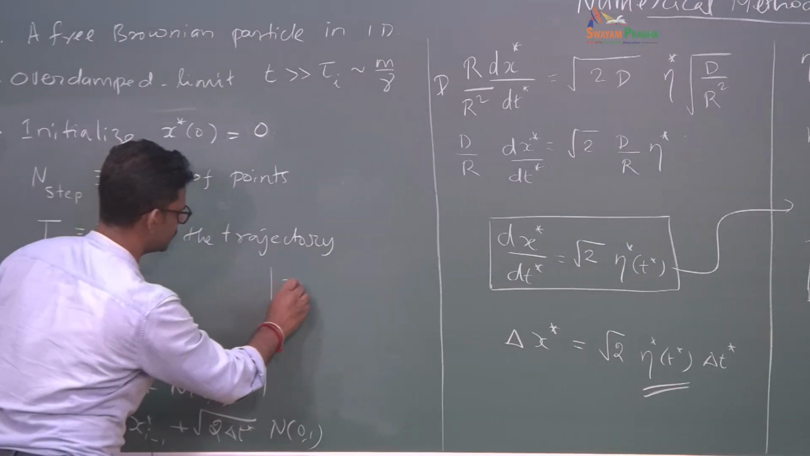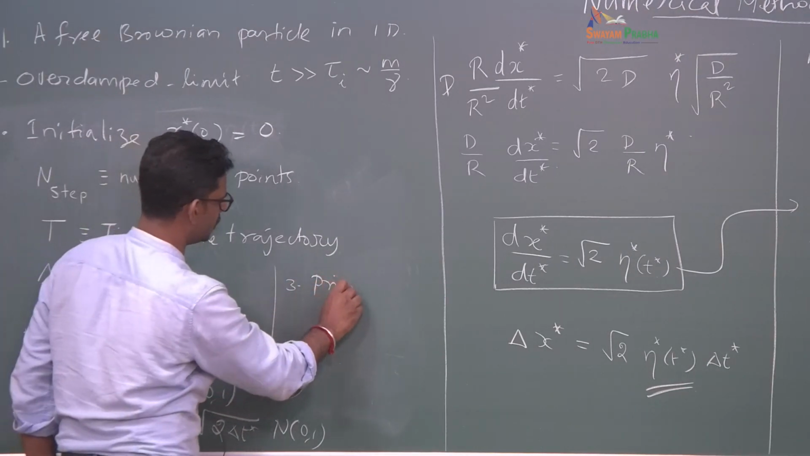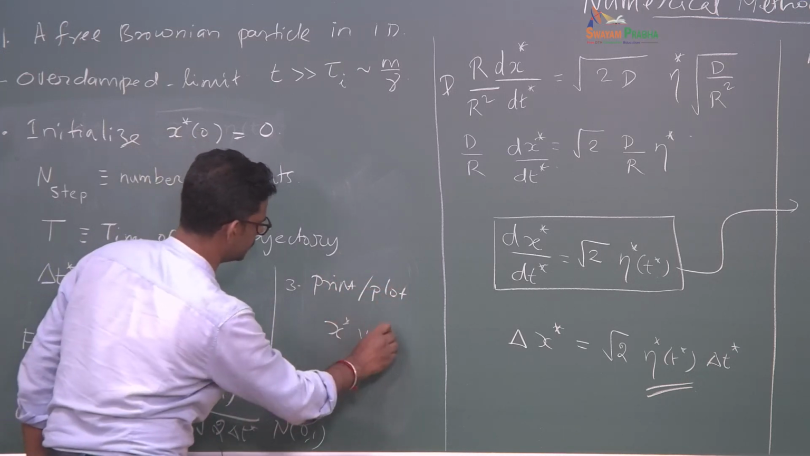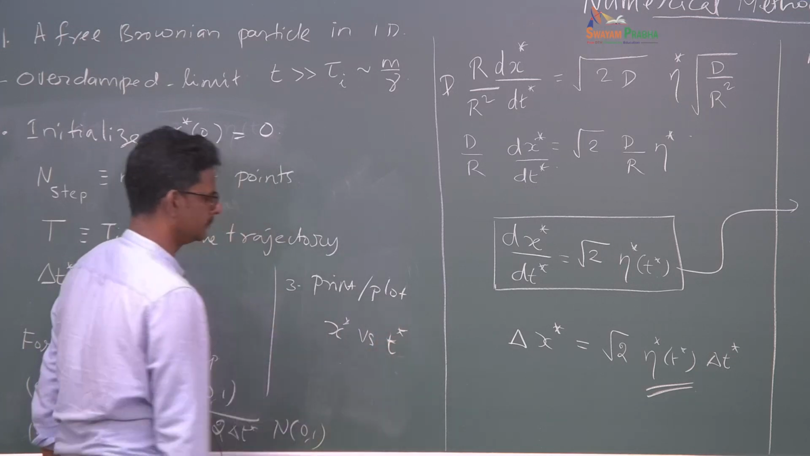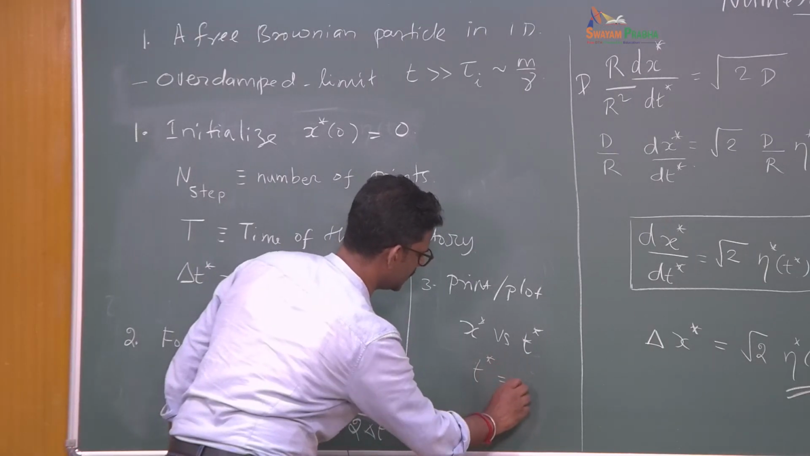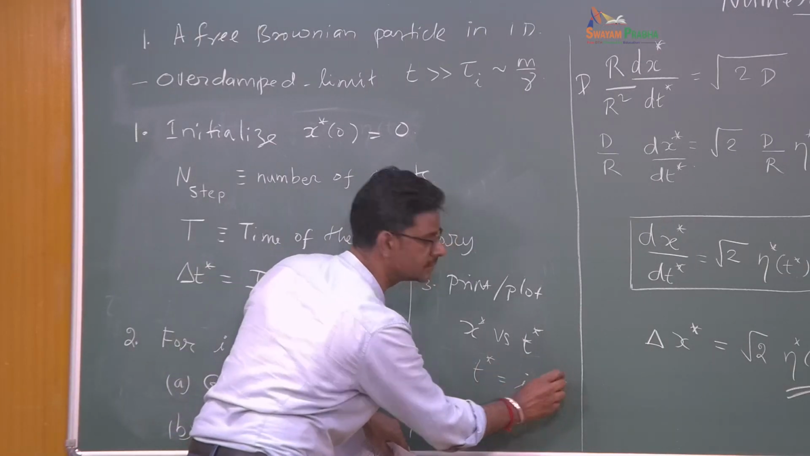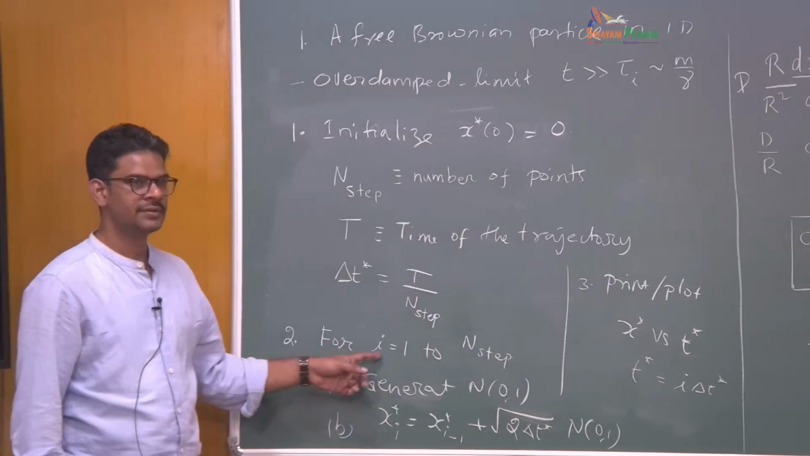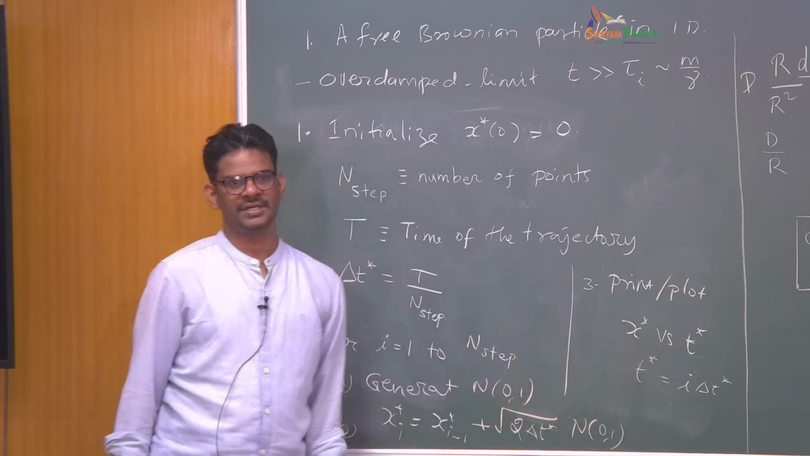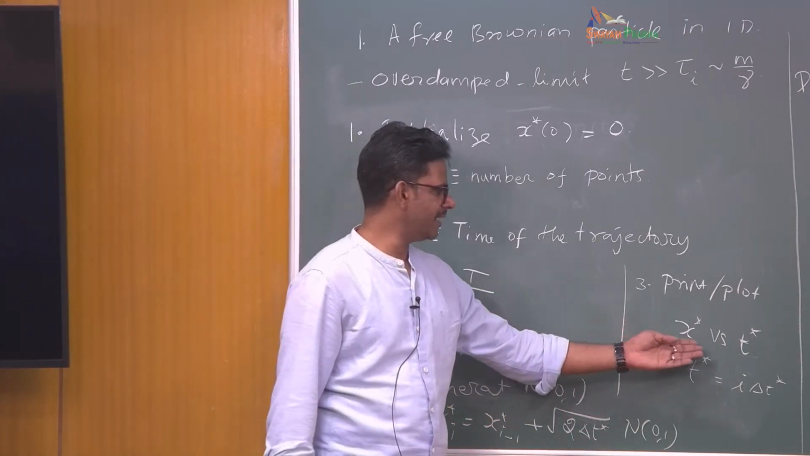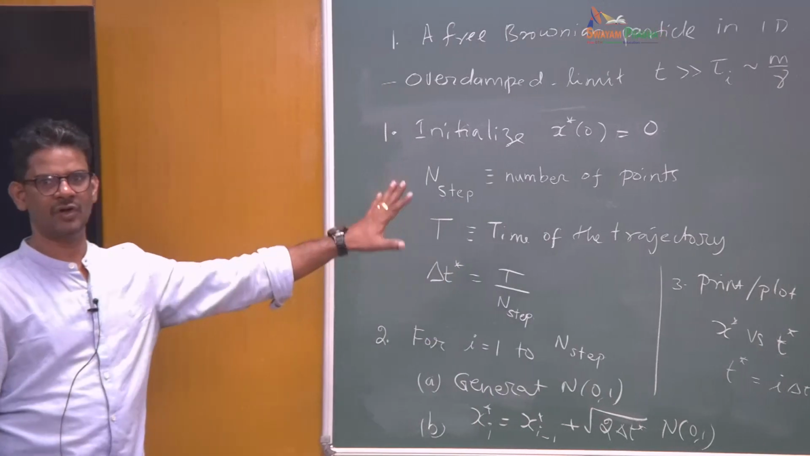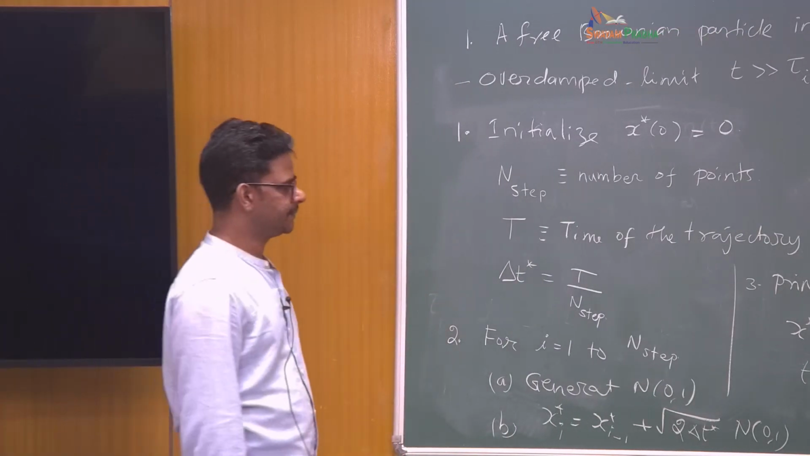So step 3 is either you print it or you plot x versus t. And what is t? T is nothing but i times delta t. So inside this loop, when you go from i equals 1 to n, you can update your time as i times delta t. Okay, so therefore you would have created data with a corresponding position for every given time. Again, we are doing it in non-dimensional units.